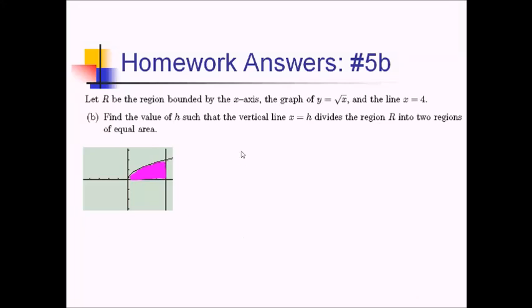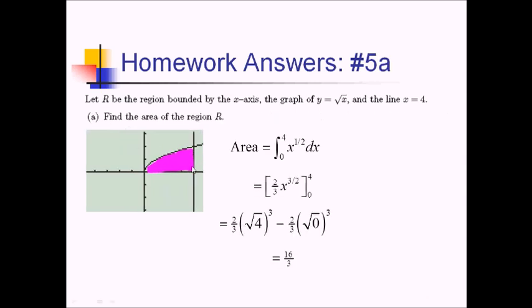For this problem, they're telling us they want us to find the value of h such that the vertical line x equals h, which is presumably somewhere in here, divides our region into two regions of equal area. The way I'm going to set this up, I know from the last part of this problem that the total area here was 16/3.